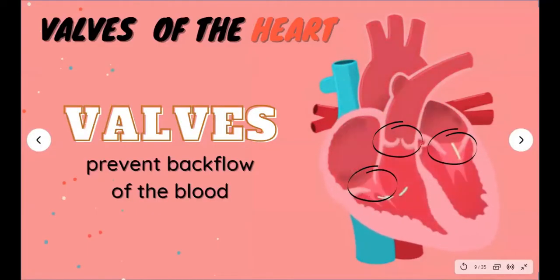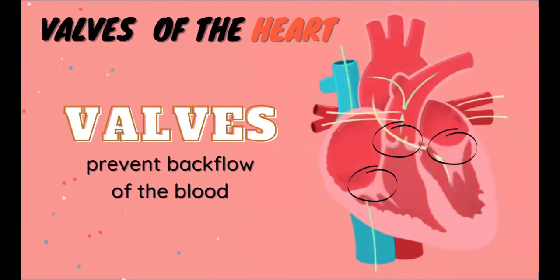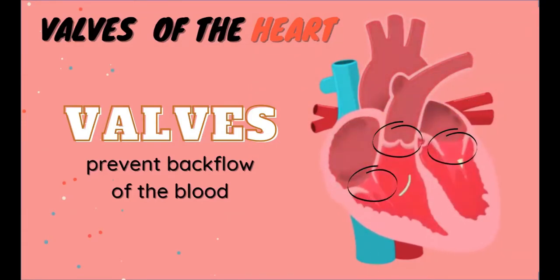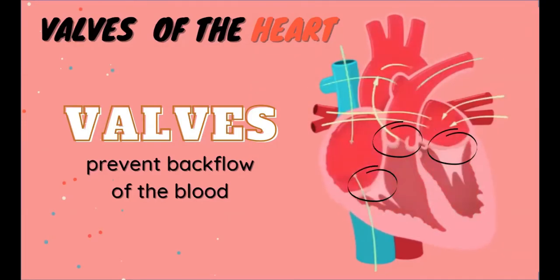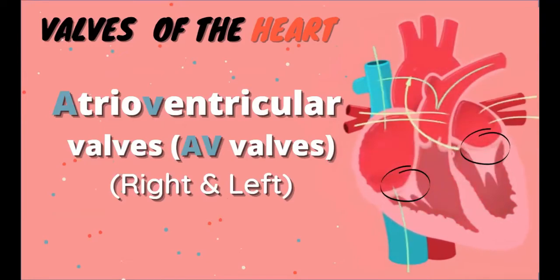Up next is valves of the heart. Valves of the heart are flaps of tissues that prevent the backflow of blood as it flows within the heart. The valves open when the atria or ventricles contract and close when the atria or ventricles relax. Valves are named based on its location.